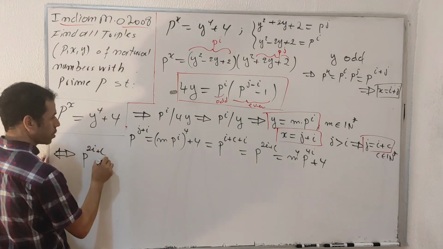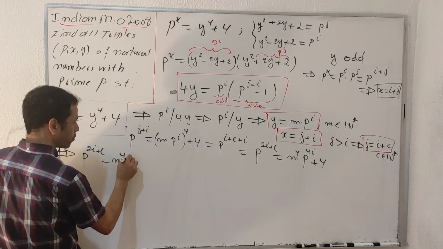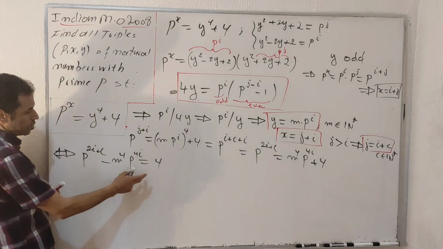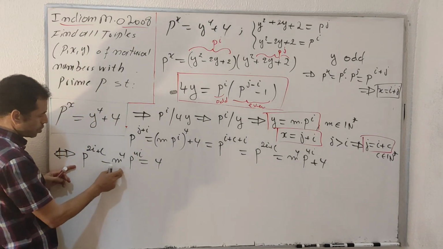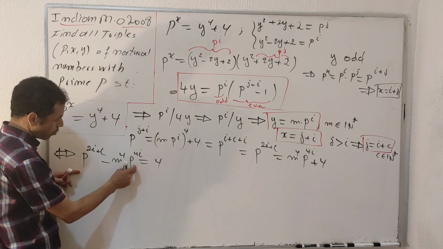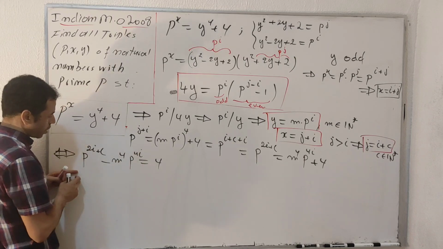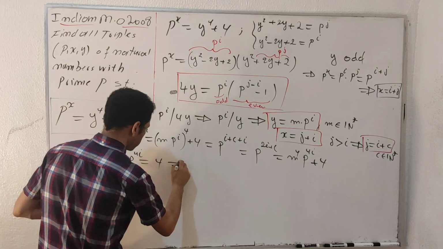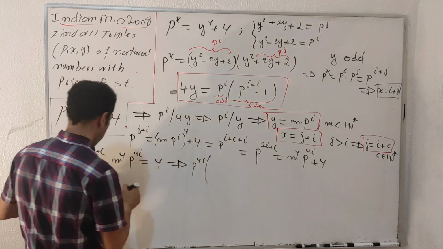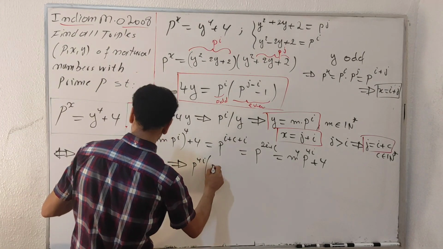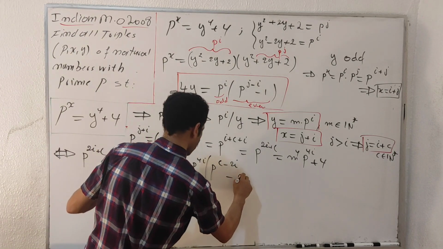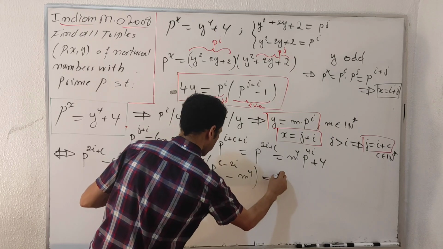p to the 2i plus c minus m to the fourth multiplied by p to the 4i equals number 4. Since this difference is positive, which means this term is bigger than this term, I'm going to take p to the 4i as a common factor. I will have p to the 4i multiplied by p to the c minus 2i, minus m to the fourth, equals number 4, okay.